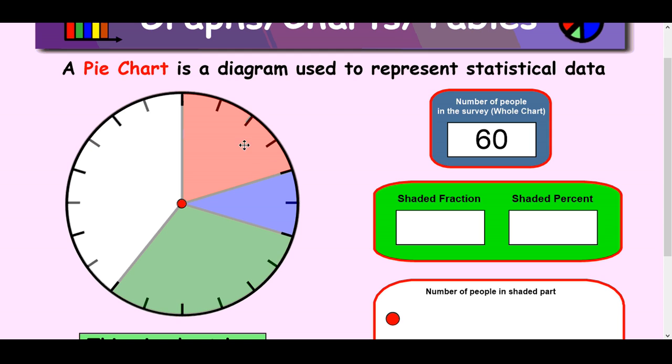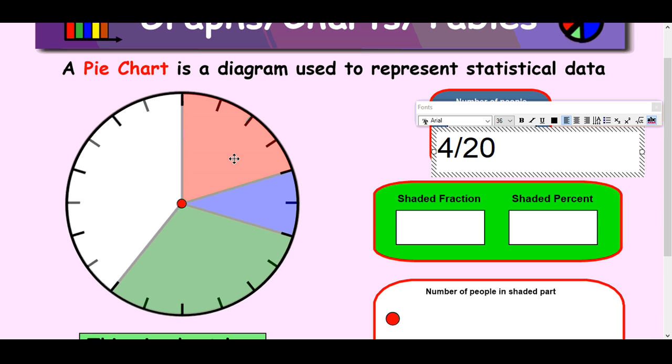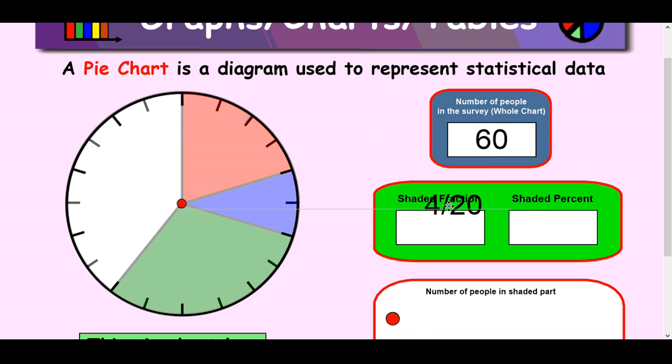So the first bit here, I can see it's split into 20. So the red bit's 1, 2, 3, 4 20ths. That's the fraction. Now you can simplify that if you want, or you can leave it as 4 20ths. It would cancel down to, what, 2 over 10, which is 1 over 5. So that would be absolutely okay to do that. However, I'm going to leave it as 4 over 20.